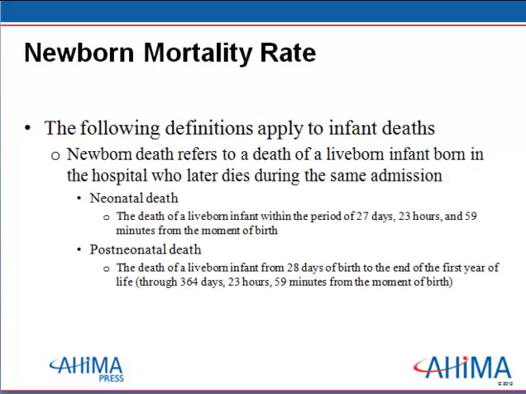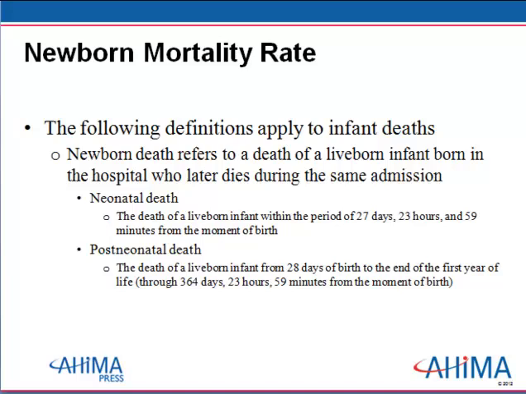Here are some definitions that apply to newborn death rates. Newborn death refers to the death of a live-born infant born in the hospital who later dies during that same admission. Neonatal death refers to the death of a live-born infant within the neonatal period of 27 days, 23 hours, and 59 minutes from the moment of birth.